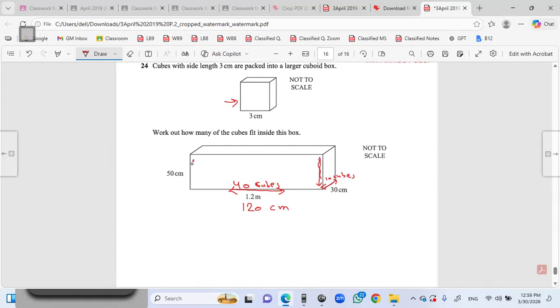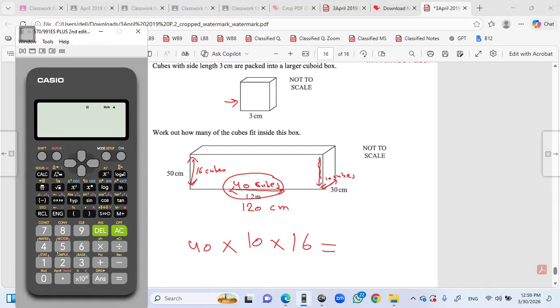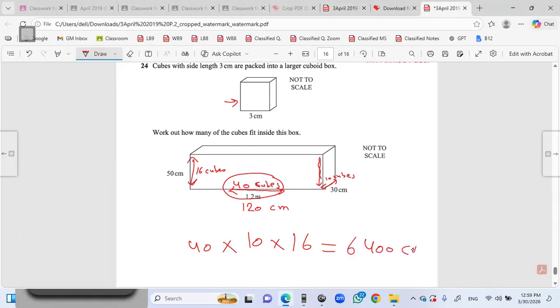What about the height? The height, it is 50 centimeters. How many cubes can fit in there? You're going to find 16 point something. I'm not going to put half a cube or 3/4 of a cube in there. So you're going to find that 16 cubes maximum can fit in the height. So let's do this. 40 cubes multiplied by 10 cubes multiplied by the height, which is 16 cubes. You do this on the calculator, it's going to give you 6,400. It is 40 by 10 by 16, which is 6,400 cubes can fit in this.